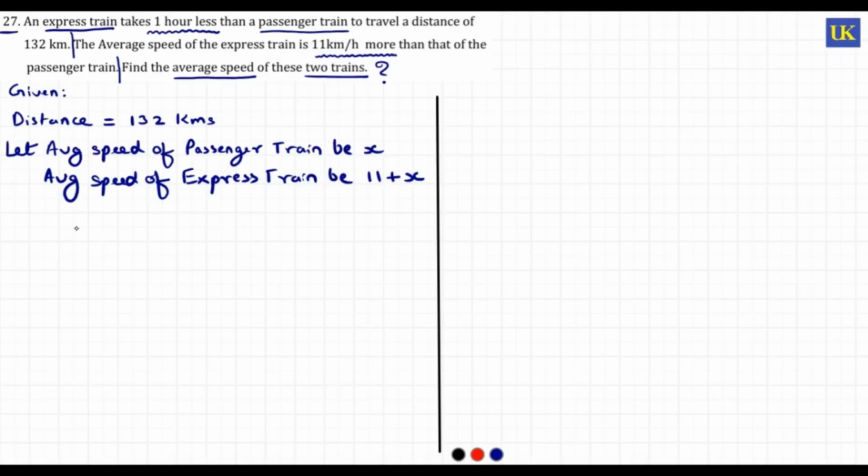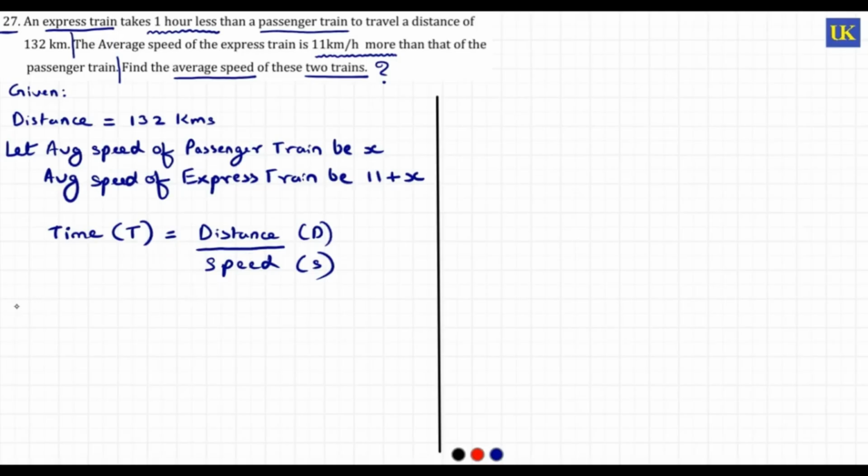Now we know the formula of time, distance and speed. Let me take time as t, and let us take distance as d, and we'll take speed as s. So this is the formula, guys. Time is equal to distance upon speed. So this is the formula.